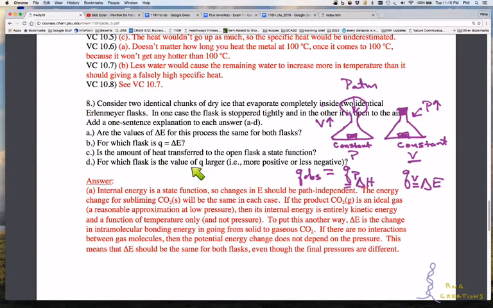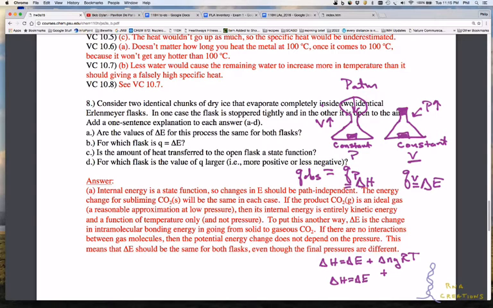And then for D, for which flask is the value of Q larger? Well, we know this one's delta H and that one's delta E, so now we have to compare delta H and delta E. And we know how to do that. I'll do it down here in this white space. Delta H is equal to delta E plus P delta V, and when there's a change in the number of moles of gas, it's delta n_g RT. Delta n_g here is going to be positive because we are making gas, and as a result, delta H is going to be bigger than delta E.